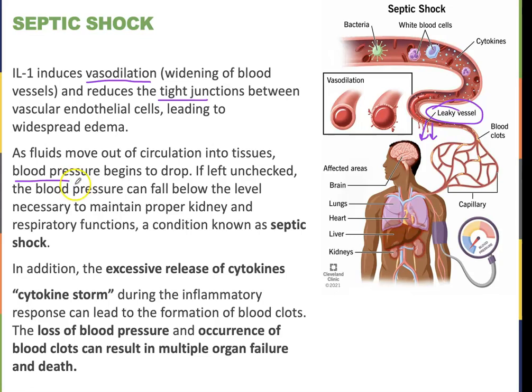And then if it drops below a certain level, then you're going to start to have organ damage because the blood is not going there to remove wastes and to provide oxygen. So you can have kidney damage, all kinds of organ damage, liver damage, respiratory functions can be damaged, and a condition known as septic shock, right? So septic shock is different from anaphylactic shock because septic shock is from infection, whereas anaphylactic shock was due to an immune response. So we talked about a cytokine storm, and this is what becomes of that cytokine storm.